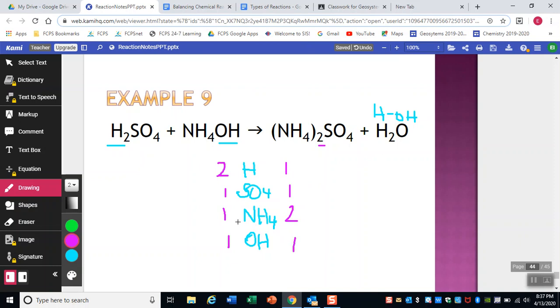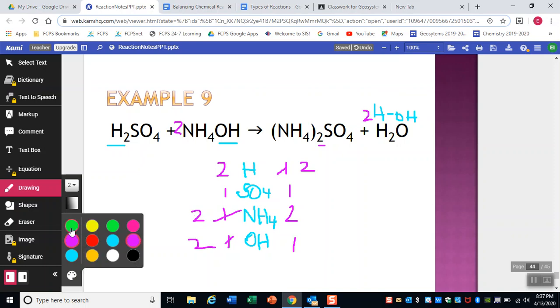So I'll go ahead and double my ammoniums over here. So to have 2 ammoniums, I would put a 2 in front. And then that doubled my hydroxides. So I'll put a 2 over here. So that doubled my hydroxides. And then that doubles my hydrogens. All right, and I think that's balanced now. Let me check to be sure.